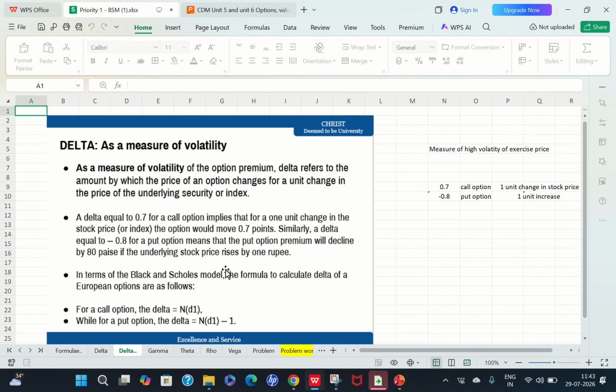So if the stock price rises by 1 rupee, the call option would move 0.7 points up, and the put option will move downwards by 80 paise. That is the understanding of delta as a measure of volatility. Formulas are very important here. For a call option, the delta is ND1. For a put option, delta is ND1 minus 1. What is ND1? It is the normal distribution probability table value of D1, which we find in the initial phase.